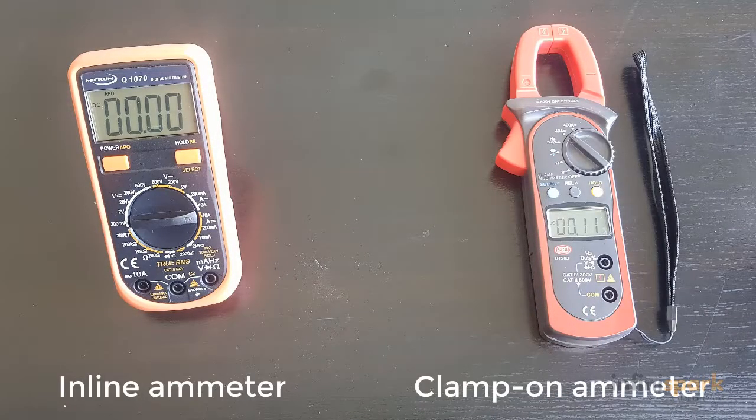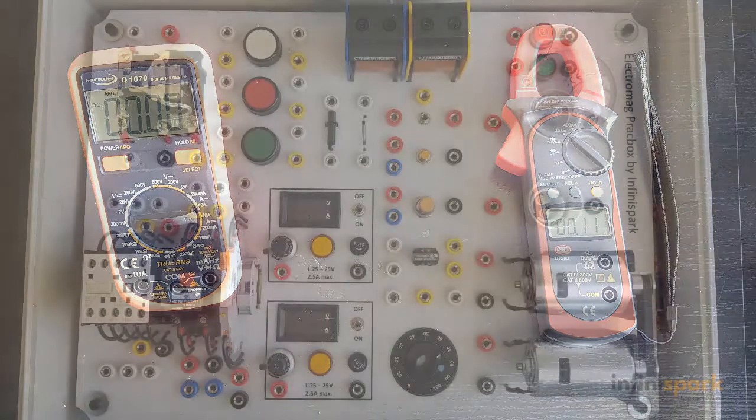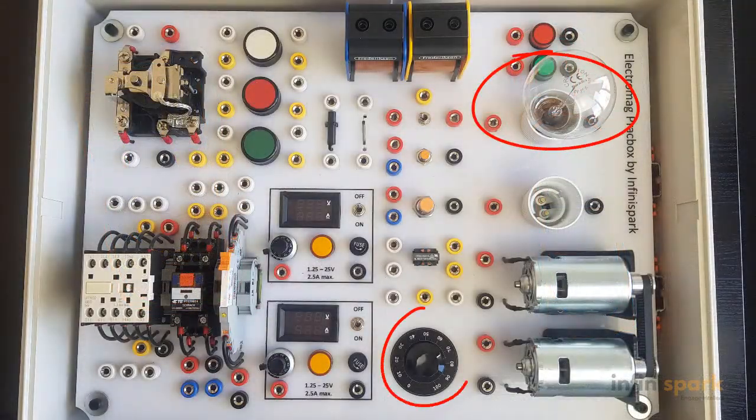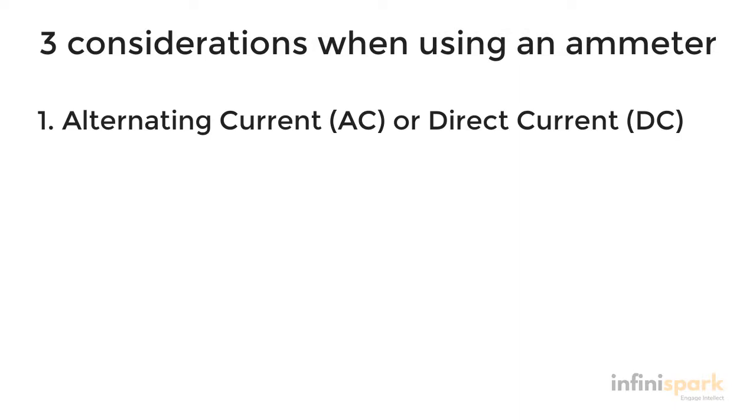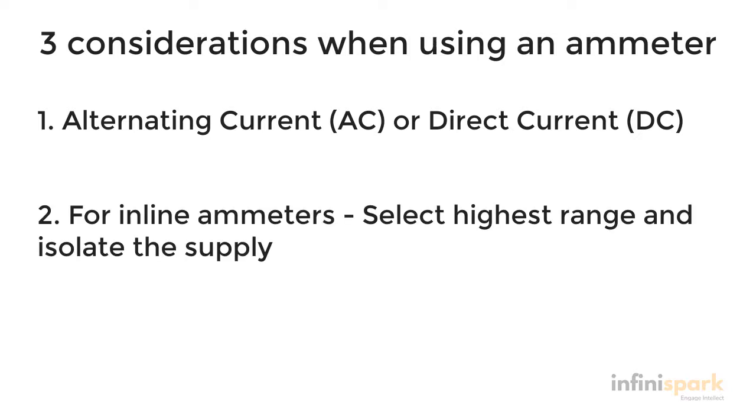We will use both types of ammeters to measure current going through a lamp, a variable resistor, and a DC motor. Before you use an ammeter, there are three main considerations. First, identify whether you are measuring AC or DC and choose the setting appropriately. Second, before connecting an inline ammeter, it should be set to the highest range and the supply to the equipment should be isolated. And third, identify the type of ammeter to determine its connection method.